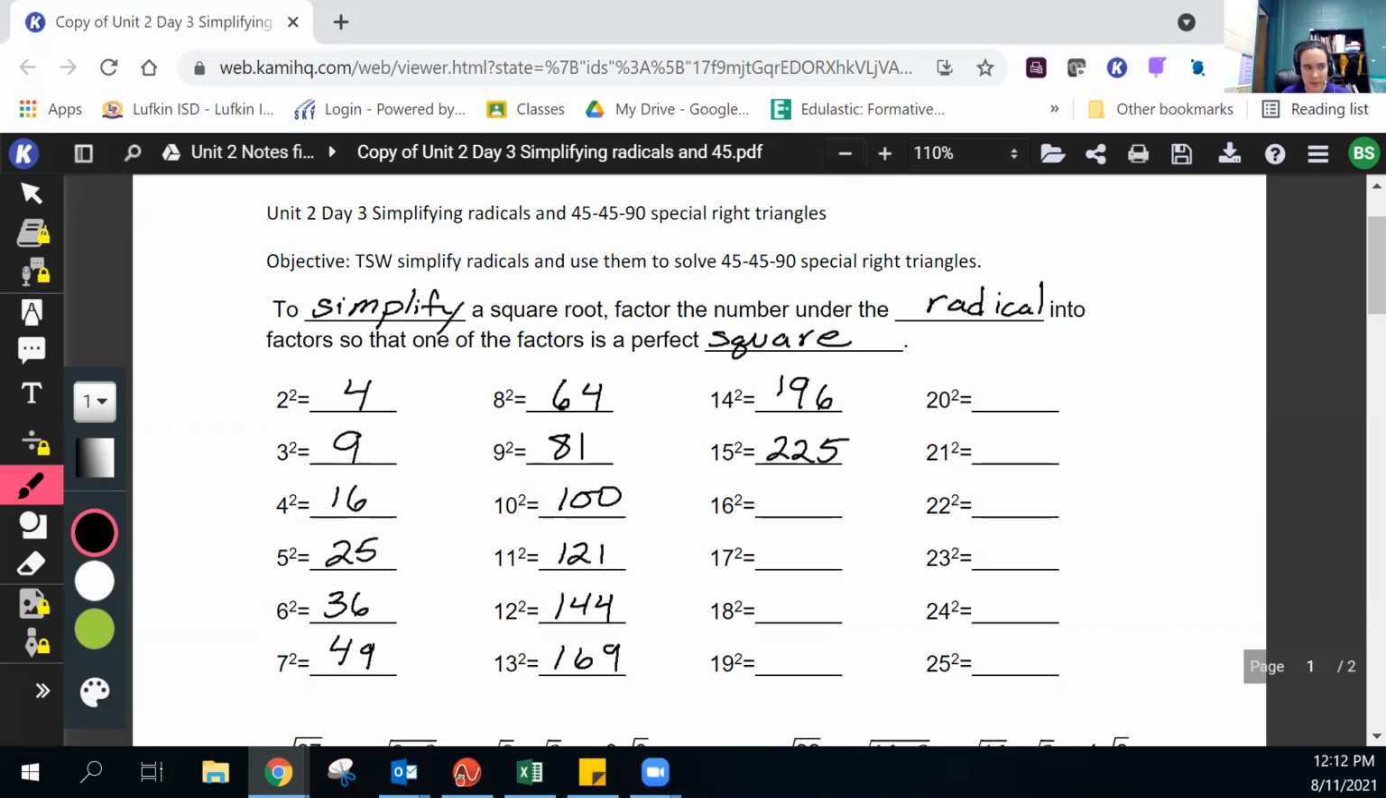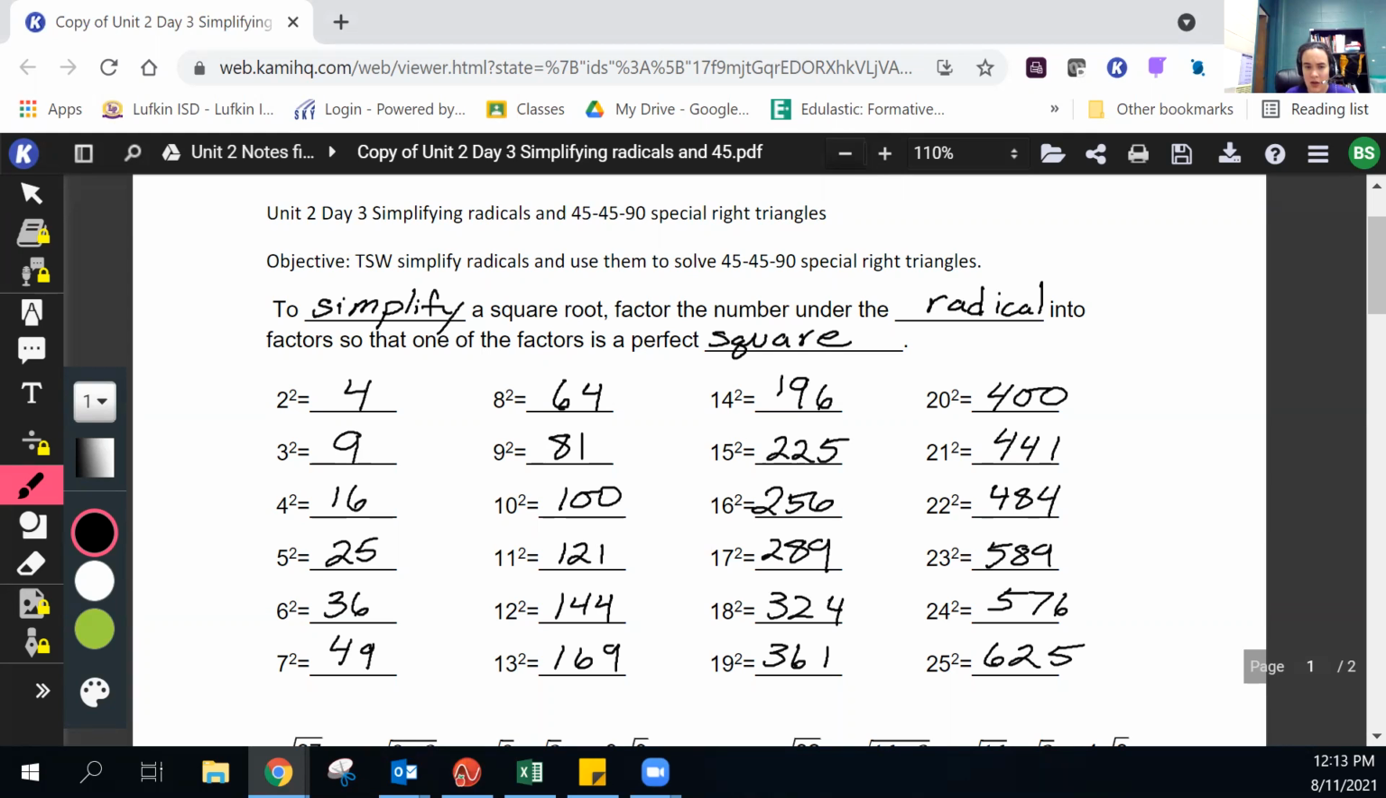So 16 squared, 16 times 16 is 256. 17 squared, 17 times 17 is 289. 18 squared, 18 times 18 is 324. 19 squared, 19 times 19 is 361. 20 squared, 20 times 20 is 400. 21 squared, 21 times 21 is 441. 22 squared, 22 times 22 is 484. 23 squared, 23 times 23 is 529. 24 squared, 24 times 24 is 576, and 25 times 25 is 625.